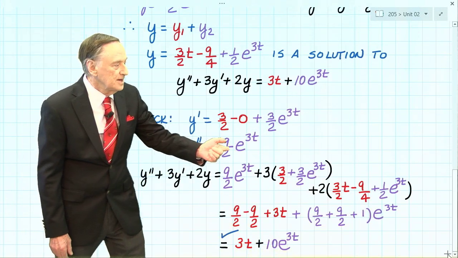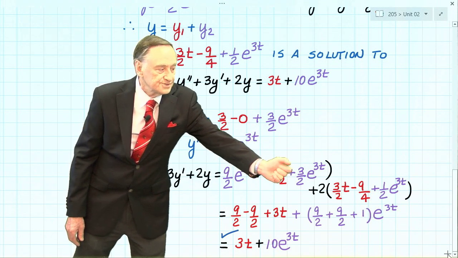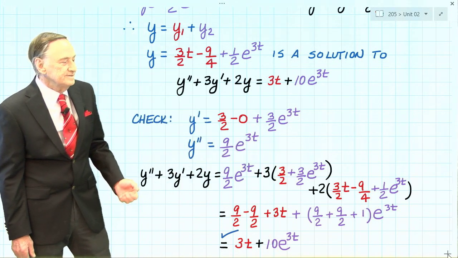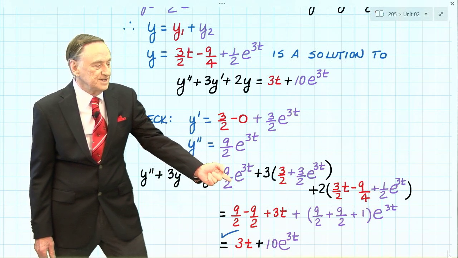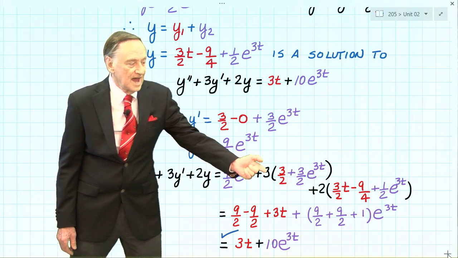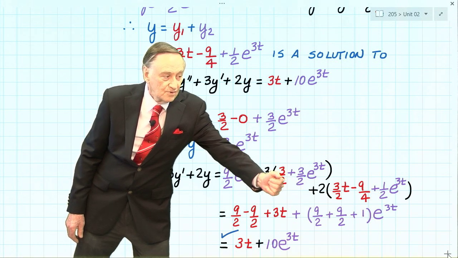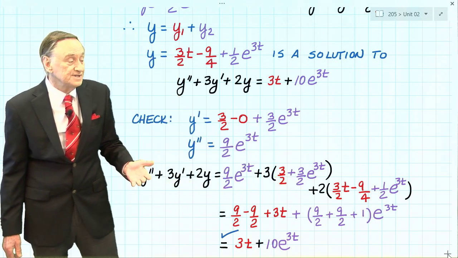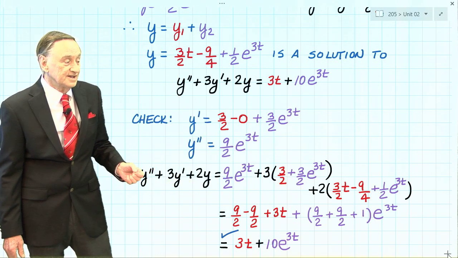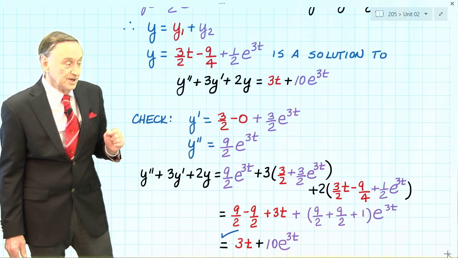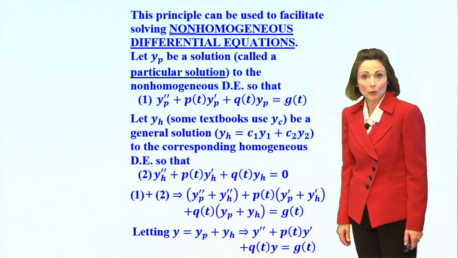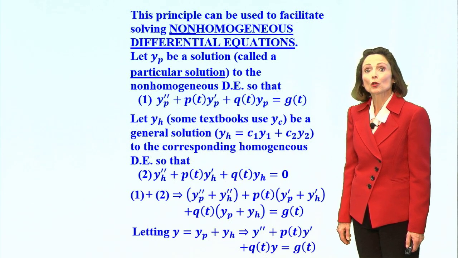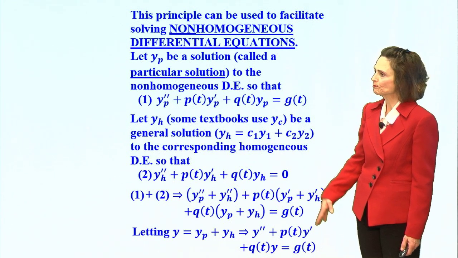Y double prime plus 3y prime plus 2y, and the 9 halves go out here. We have a 3t here. We have a 9 plus 1 right there, e to the 3t. So indeed that does check and gives us 3t plus 10e to the 3t. The superposition principle is what we will use to create a general solution to a non-homogeneous DE.